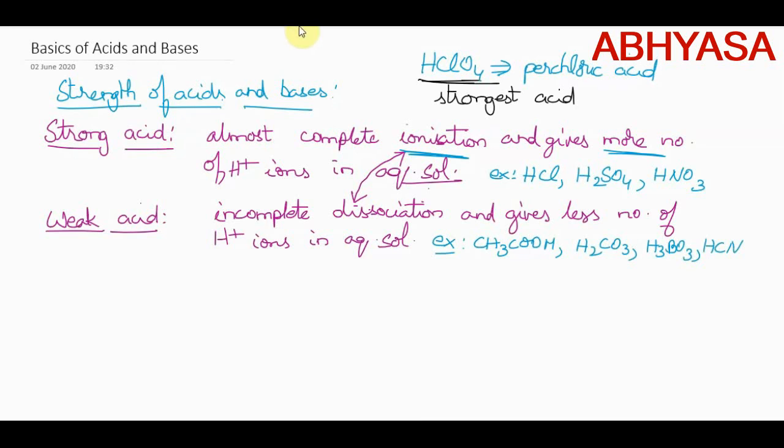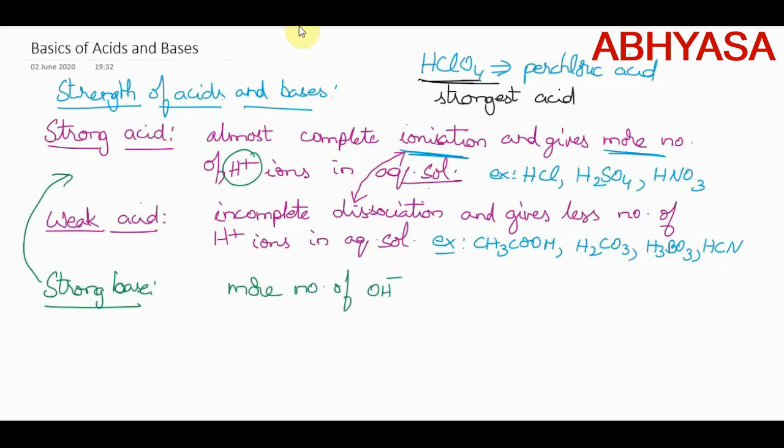In the same way, we can also define the strong base and weak base. So now you try to define the strong base. What is strong base? It will be similar to that of the strong acid. The only difference is here we need to replace those H plus ions with OH minus ions, isn't it? So strong base is the one which undergoes almost complete ionization and gives more number of OH minus ions in aqueous solution. That is called a strong base.